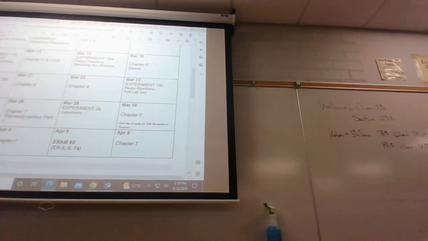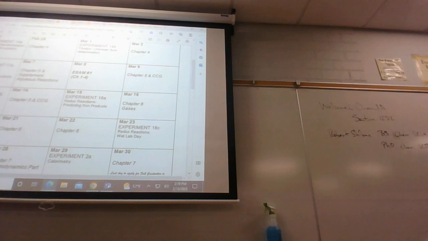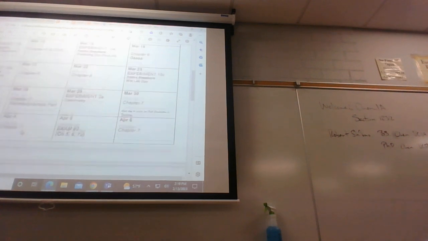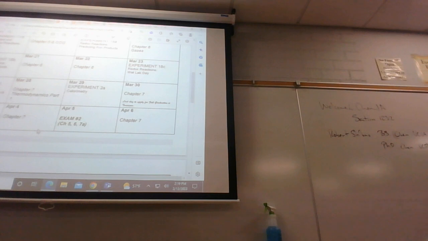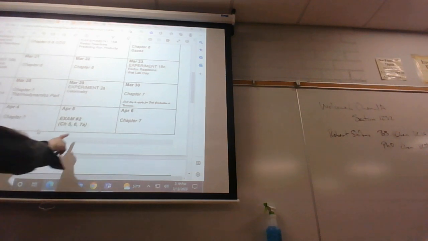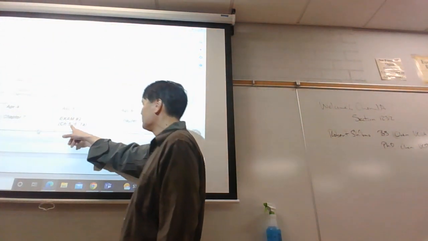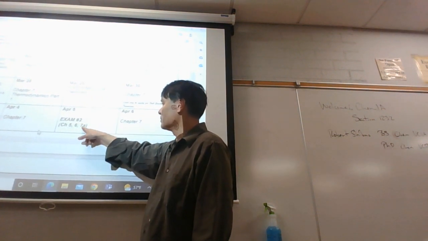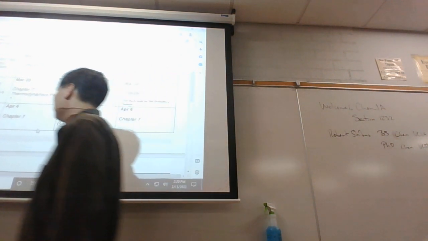Okay, some other experiments. So 14 will need goggles, 17 will need goggles, 18 goggles. In fact, all these experiments will need goggles. Okay, exam 2 is going to be at the end of the 8th week. This will be 5, 6, and part of 7. 7 is a long chapter, so we'll kind of split it up. So that's why I call it 7, 8 there.